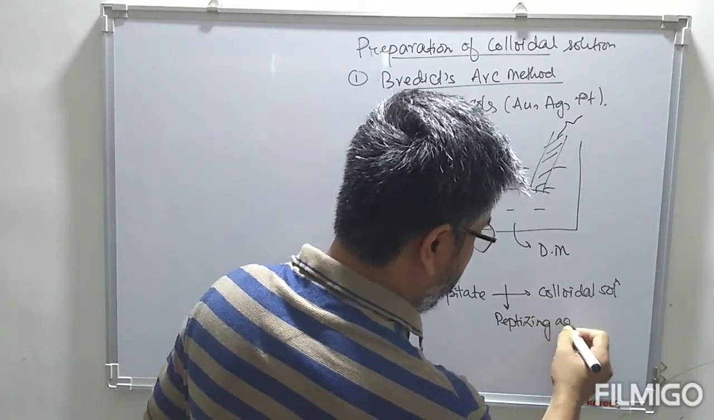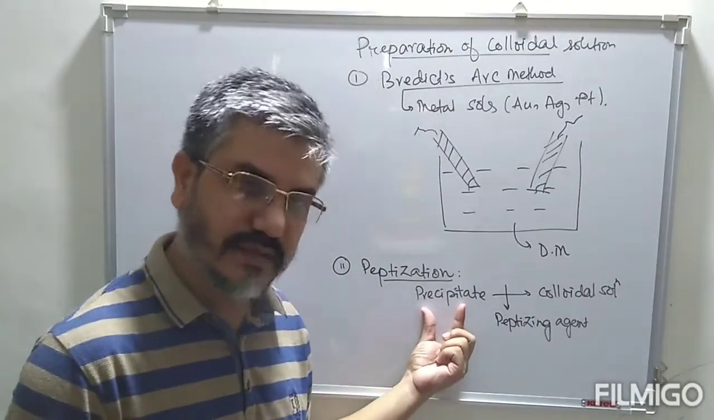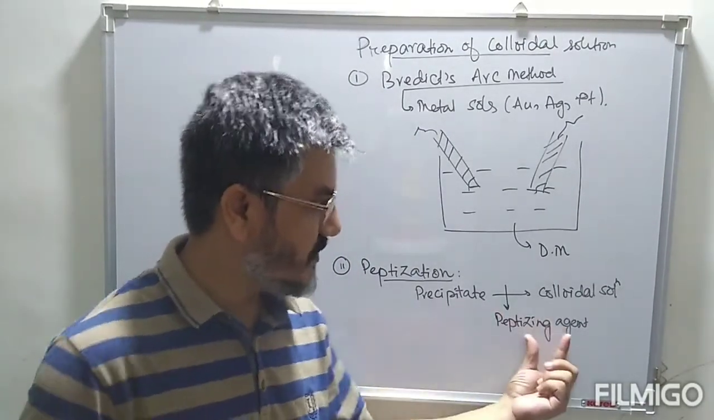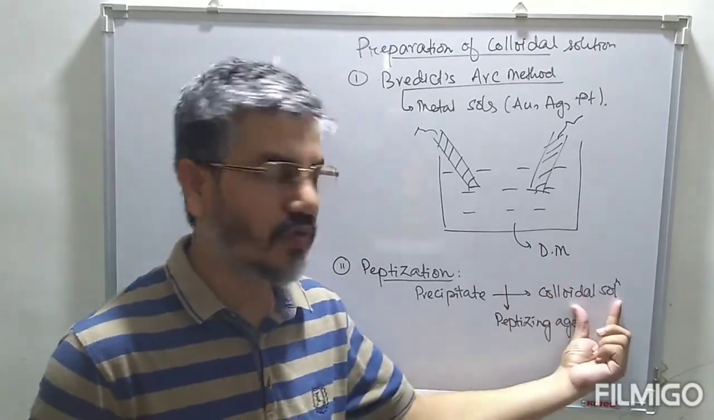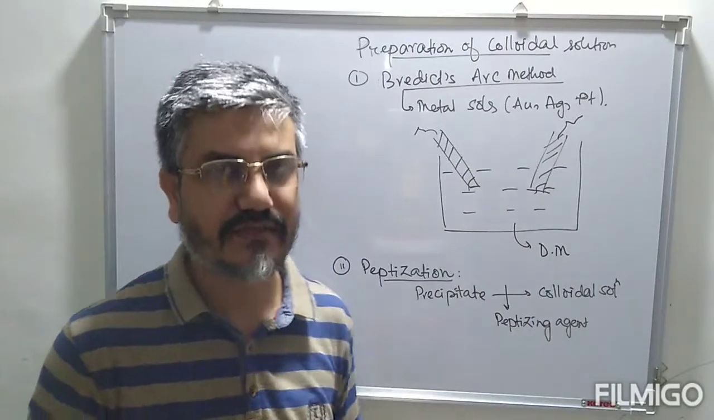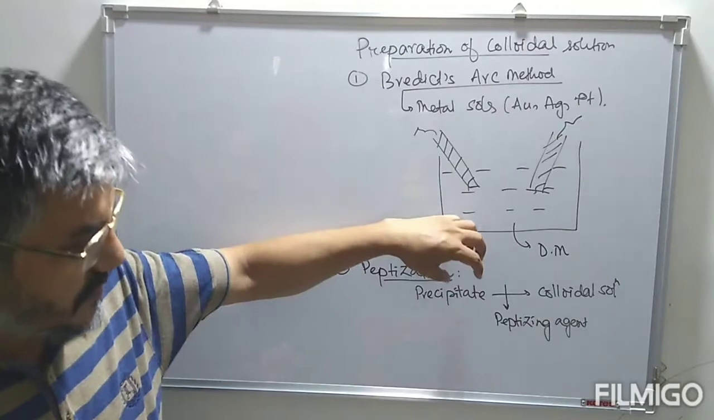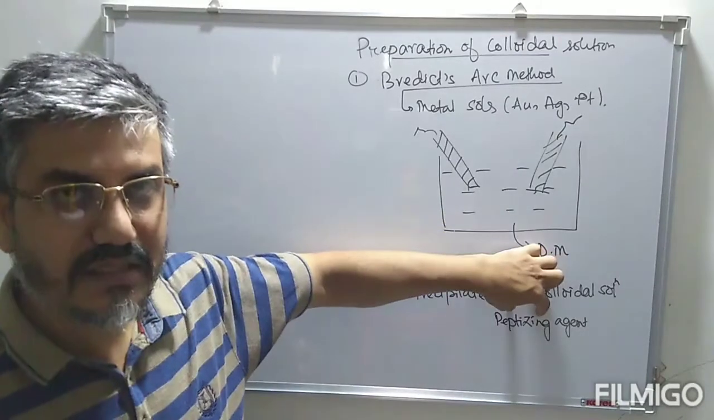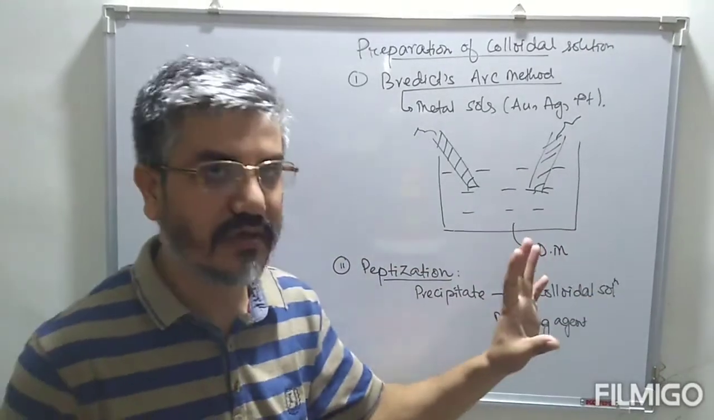So that means we have a fresh precipitate. This fresh precipitate is mixed with another agent known as peptizing agent, which converts this precipitate into colloidal solution, along with a suitable medium. So precipitate, peptizing agent, medium, shaking is converted into colloidal solution.